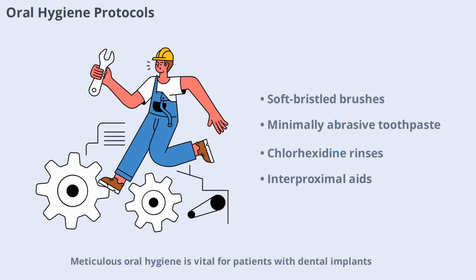Meticulous oral hygiene is vital for patients with dental implants, especially those who have experienced peri-implantitis. Soft bristled brushes should be used to clean around the implant without causing trauma. Minimally abrasive toothpaste, chlorhexidine rinses, and appropriate interproximal aids like floss or interdental brushes are recommended. These measures help control plaque and reduce the risk of reinfection, supporting the long-term health of both the implant and surrounding tissues.